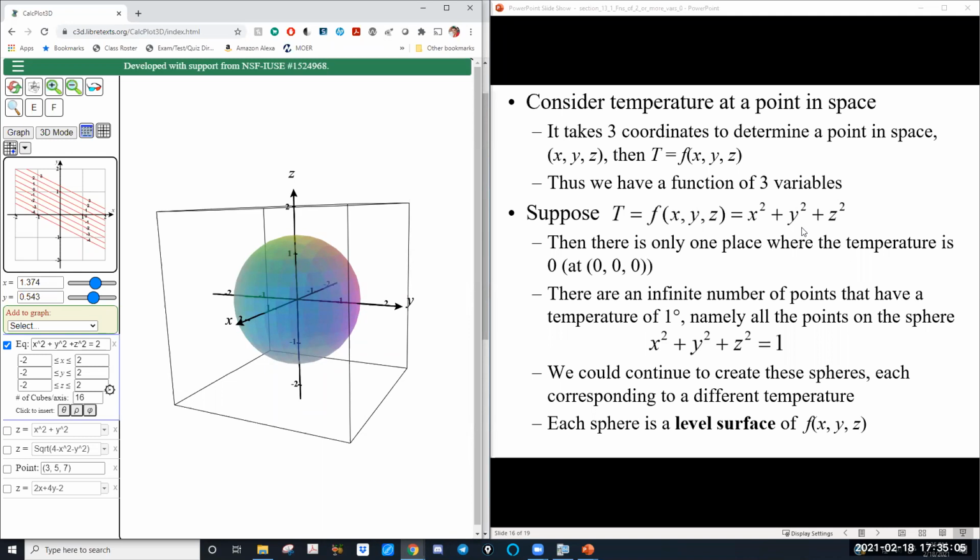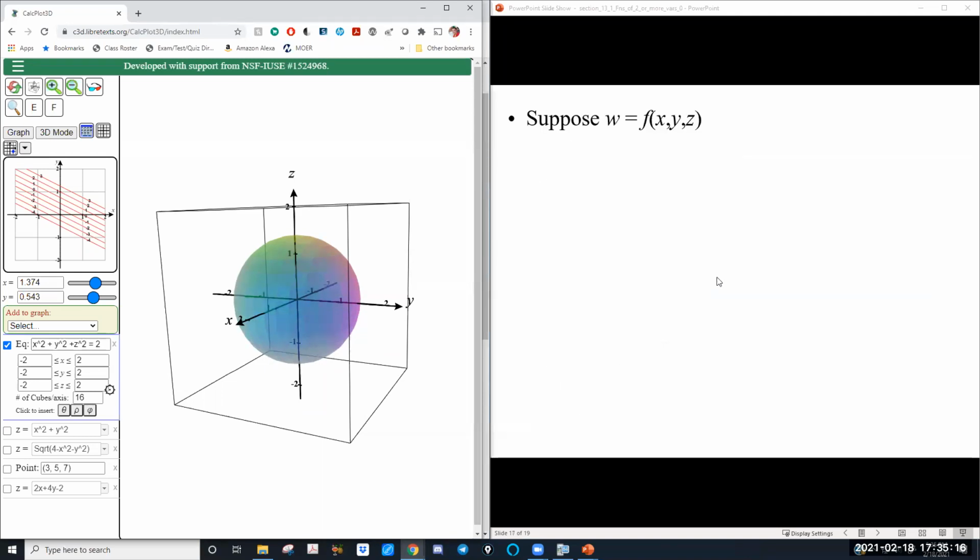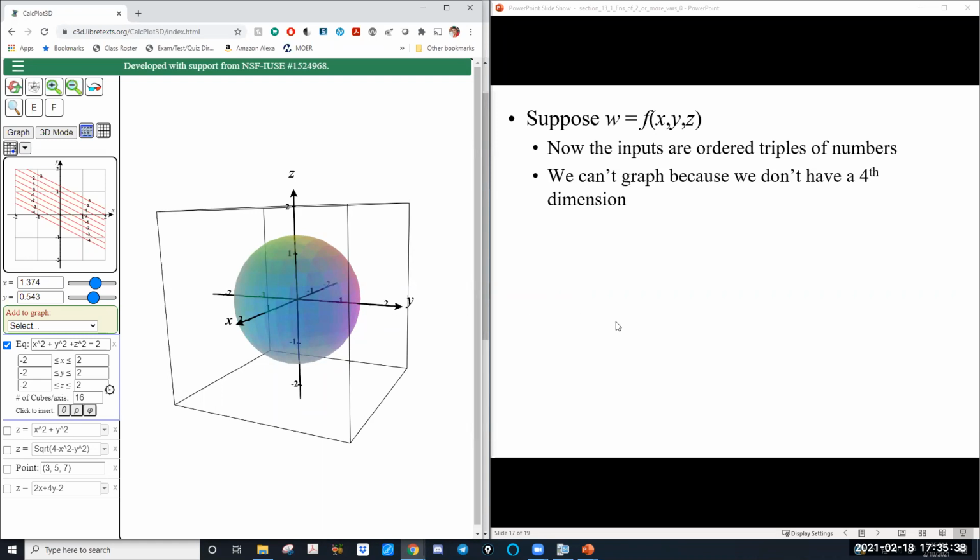But there are going to be uses of level surfaces when we start talking about tangent planes and normal vectors. And that's one of the reasons I bring them up. The other reason is just to introduce you to the term. When we have a function of 3 variables, our inputs are ordered triples. So our inputs are actually a point in 3-space, and then there's something going on at that point in 3-space: temperature, as Cooper pointed out, or the strength of a smell in 3-space. We can't graph them because we don't have a 4th dimension, but we can graph the level surfaces if we want to get an idea of what's going on.